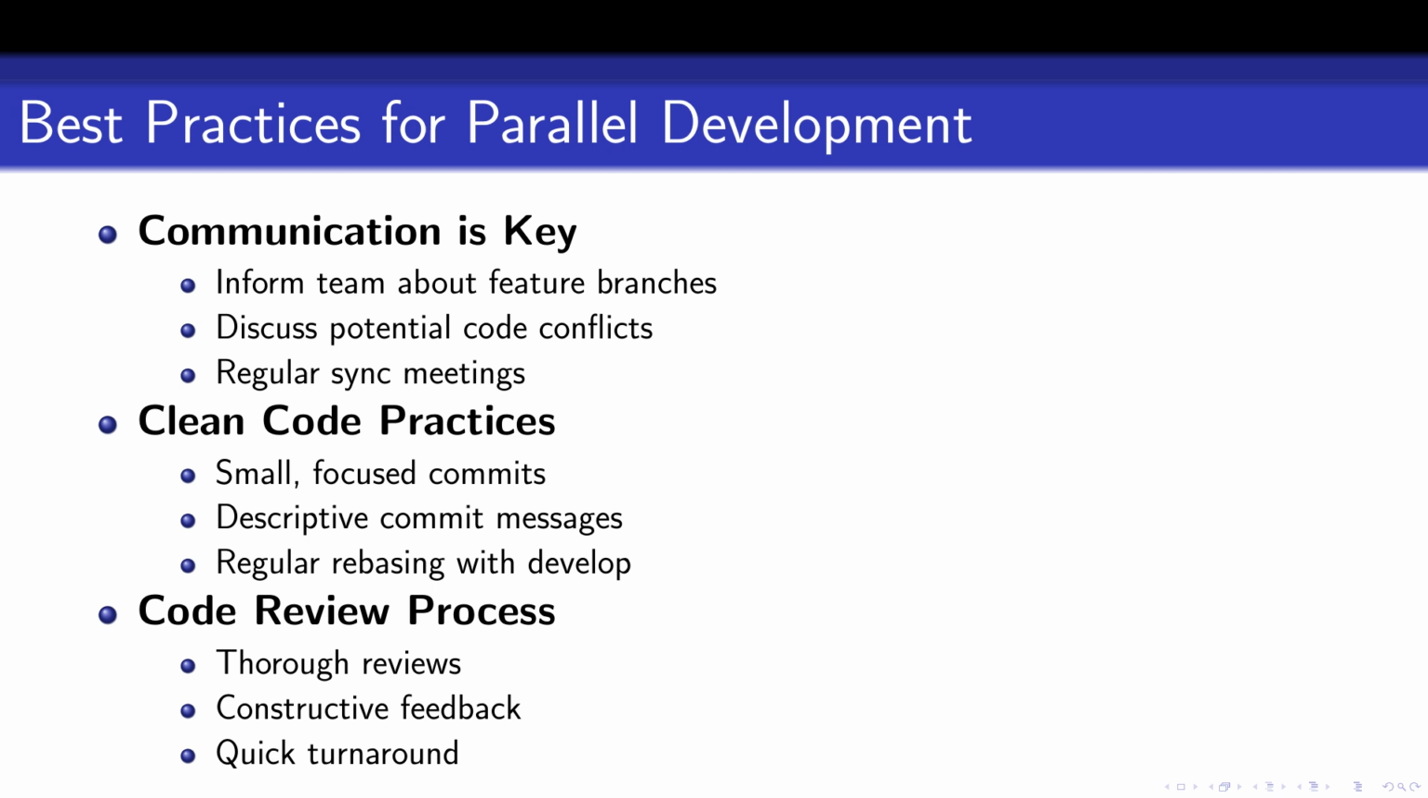Communication is key. Inform your team about your feature branches, discuss potential code conflicts, and hold regular sync meetings to align efforts. Clean code practices are equally important. Make small, focused commits with descriptive messages, and regularly rebase your branch with develop to keep your work up to date. The code review process is essential for catching errors and maintaining quality. Provide constructive feedback, complete reviews quickly, and follow up on suggested changes.